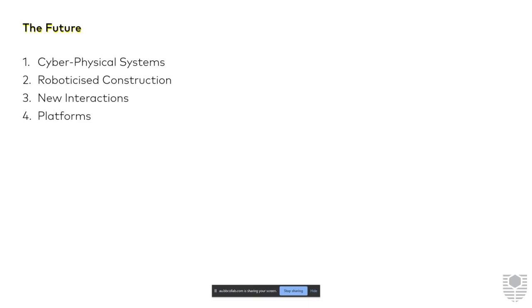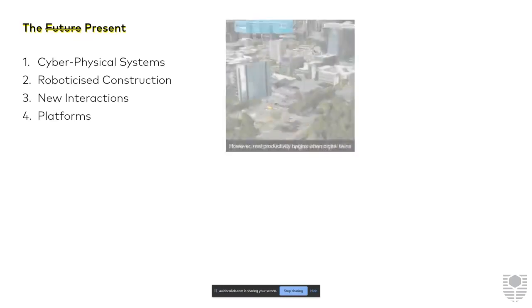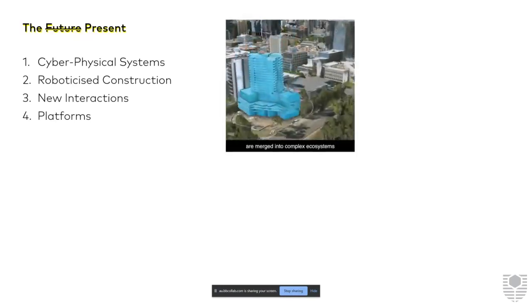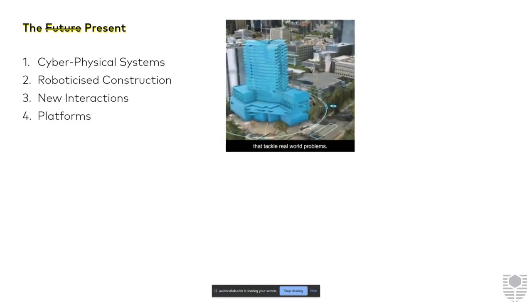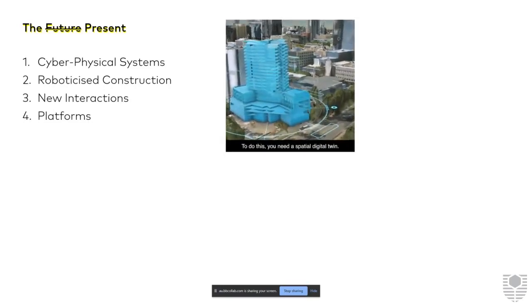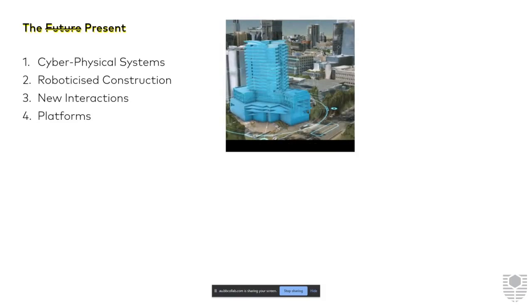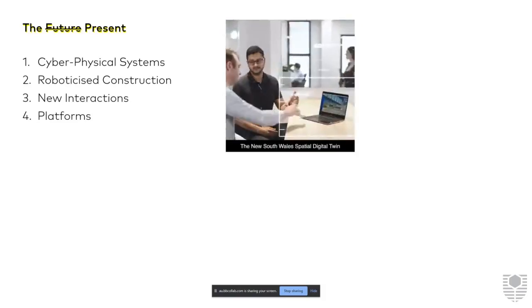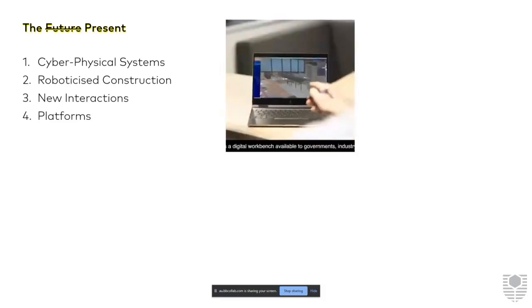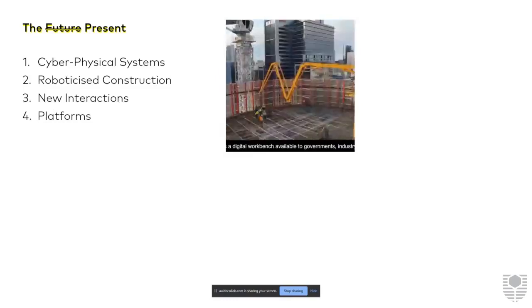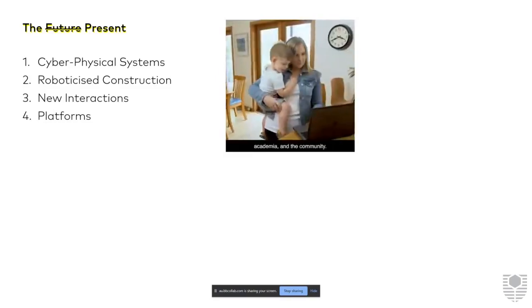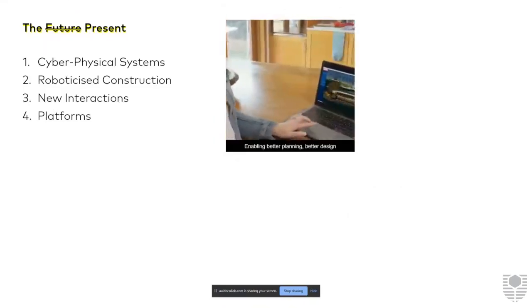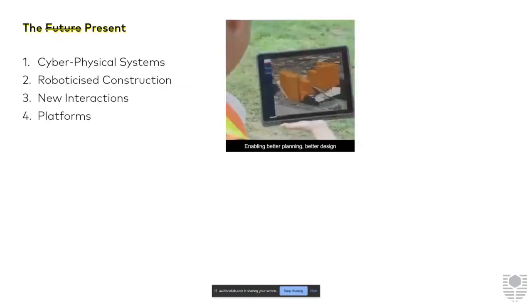So what is the future? Well, in fact, a lot of what we think about the future is actually the present. Cyber physical systems like digital twins, things like that. That's not the future, that's the present. We're doing that today. And it's all built on knowledge and technology that has been around for decades. It's finally emerging, but it's been a long time coming.